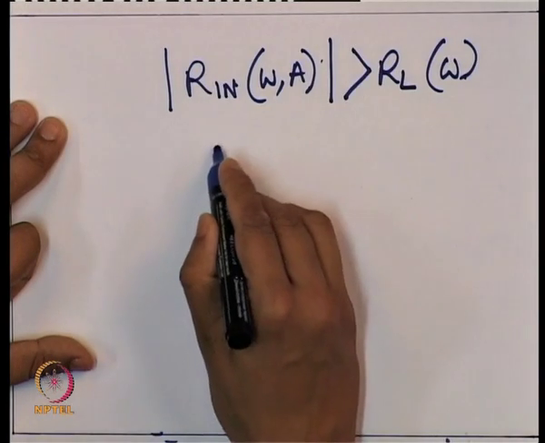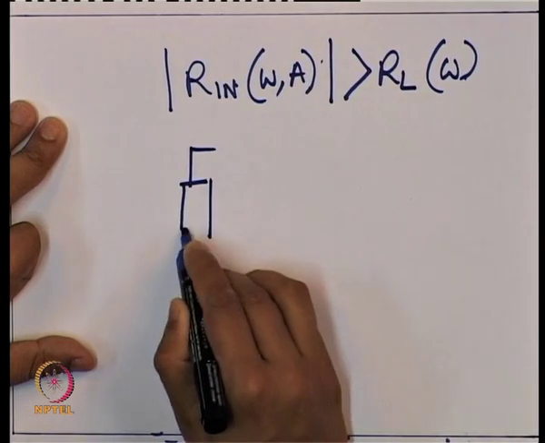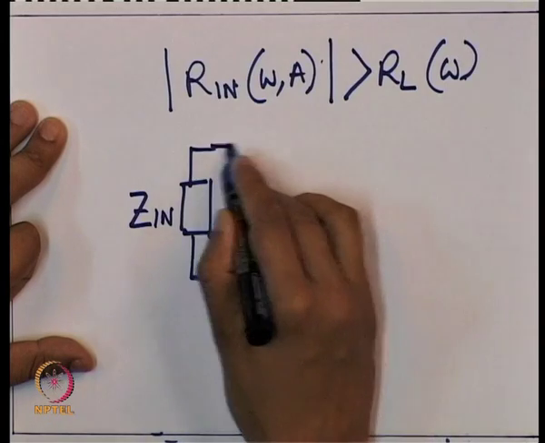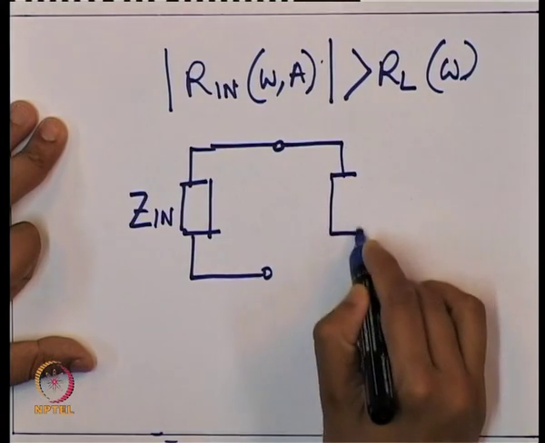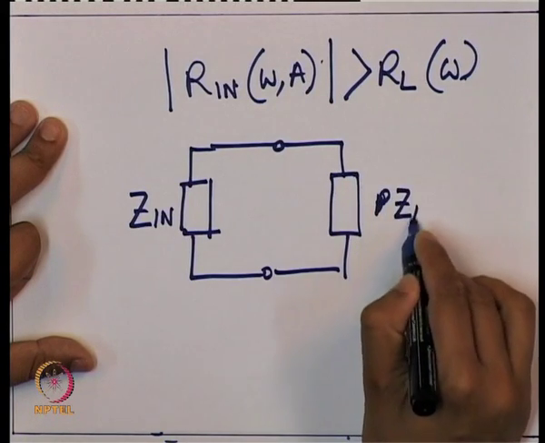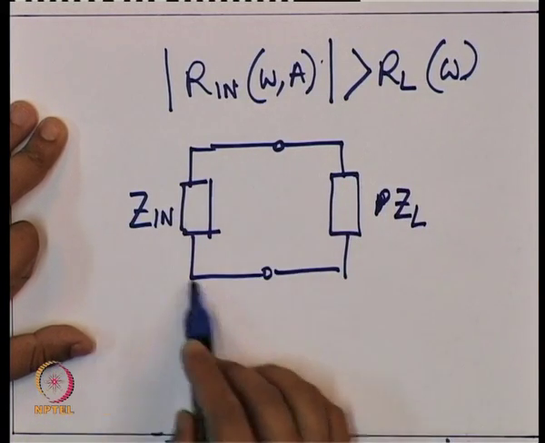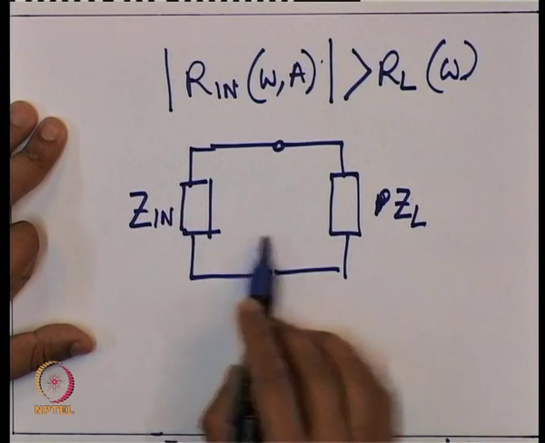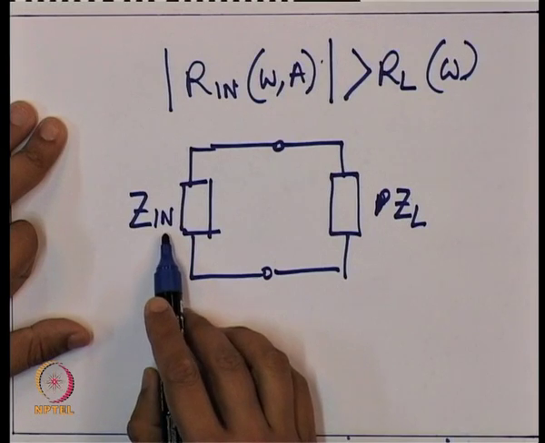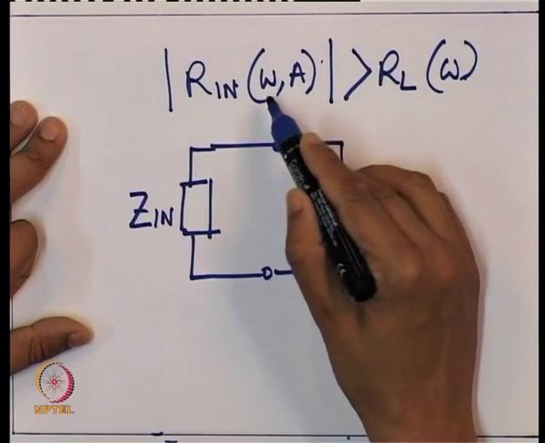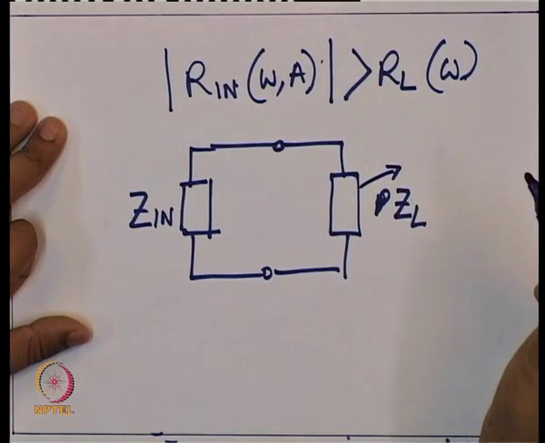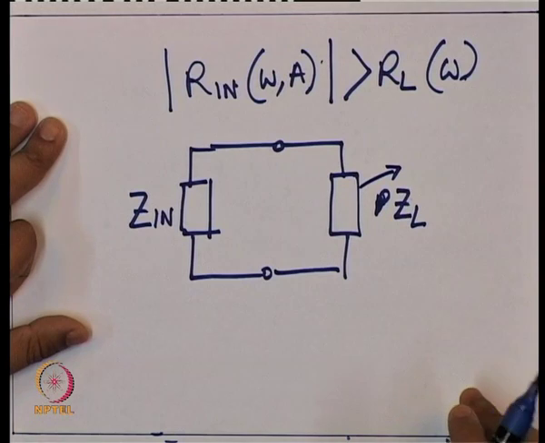Here R in is the real part of my Z in and RL is the resonator part. So, this is my ZL. Here we are assuming that this oscillator can be divided into two parts, one whose value is strongly dependent on the amplitude and to a lesser extent on the frequency, and another purely frequency dependent part, ZL.